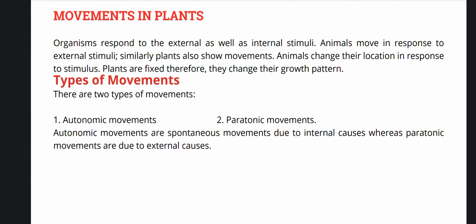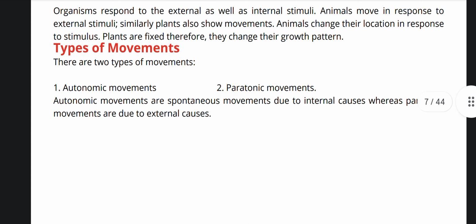Let's look at the movements that the plants show. Organisms respond to the external as well as internal stimuli. Animals move in response to external stimuli. Similarly, plants also show movements. Animals change their location in response to stimulus, but plants are fixed and therefore they change their growth pattern.